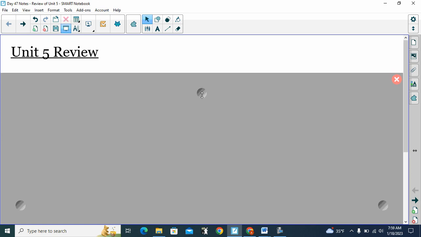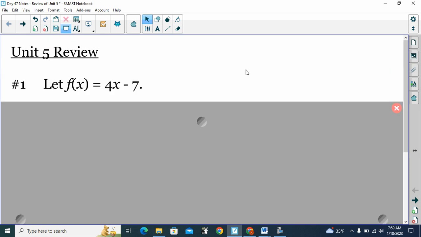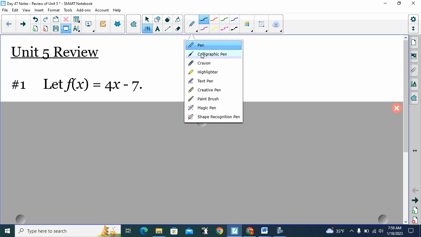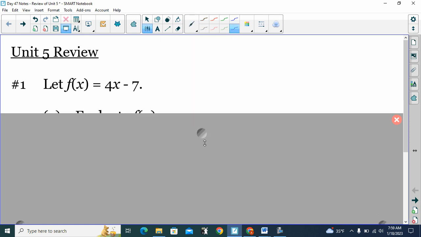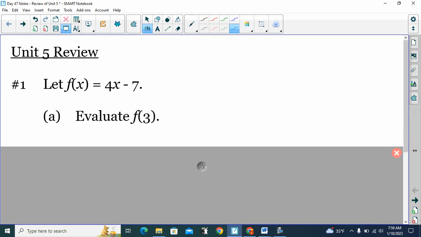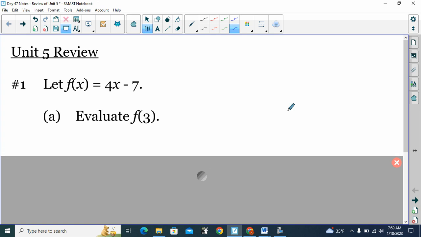So Unit 5 review, question number 1 is on function notation. It tells us to let f of x be equal to 4x minus 7. Part A asks us to evaluate f of 3. F of x is 4x minus 7. We need to find f of 3.